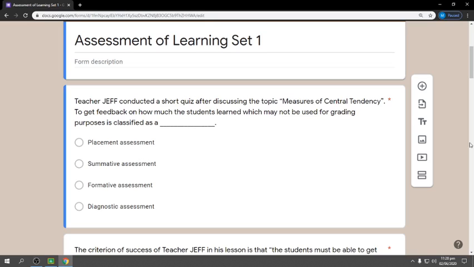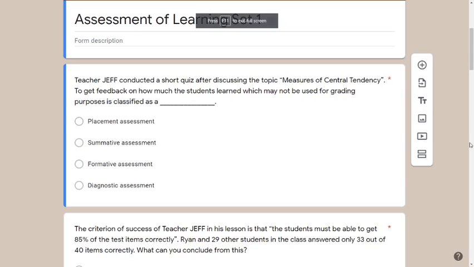So let's start first with D, diagnostic. So we are trying to diagnose, right? So in this question, we wanted to get feedback on how much the students learned, right? Okay, so diagnostic actually does that. We wanted to know what they know and what they don't know, the areas where they are having some struggles or difficulty, right? Just like from the word diagnostic, the root word is diagnose. If you go to a doctor, you will be diagnosed what could be your ailment, what could be your health challenge. That is the purpose of a diagnosis, right? You want to be diagnosed.